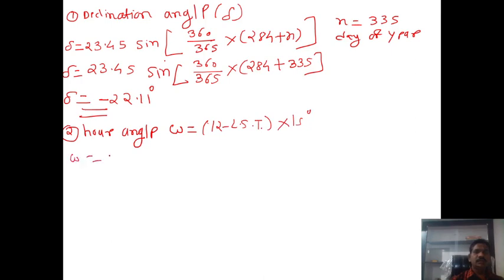So omega is equal to 12 minus the local solar time, which here is 9, into 15. So how much is our angle? It is 45 degree, guys.